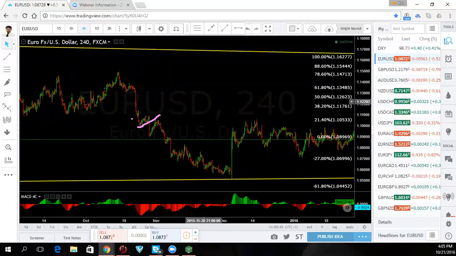And if you get a structure like that, that's a sell setup. If you get one like this, that's a sell setup. You get one like this, that's a sell setup. You get one like this, a sell setup. So we will have a number of trades going down.